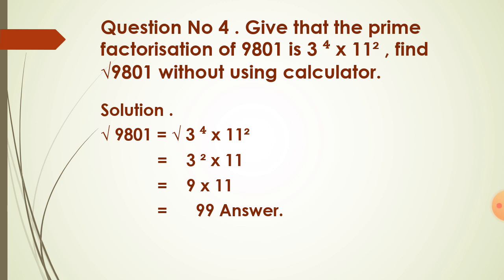3 power 2 into 11. 11 was having the power of 2, and it was cancelled with the square root. 3 times 3 is 9. 9 multiplied with 11 becomes 99. The answer is 99.